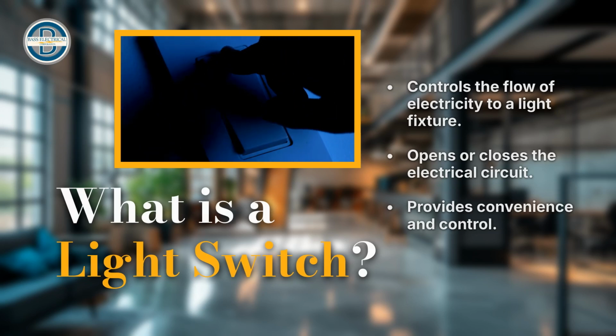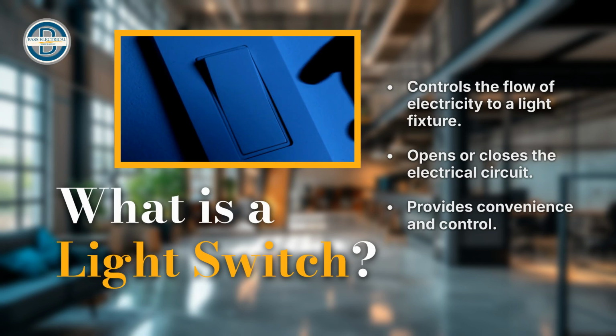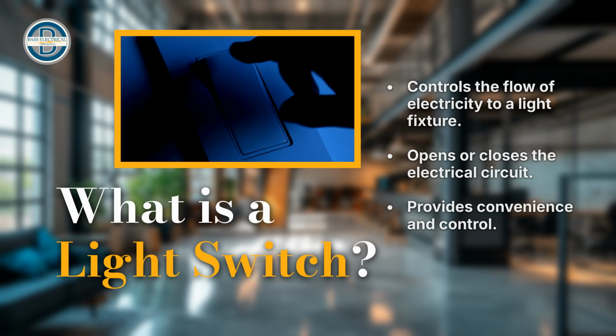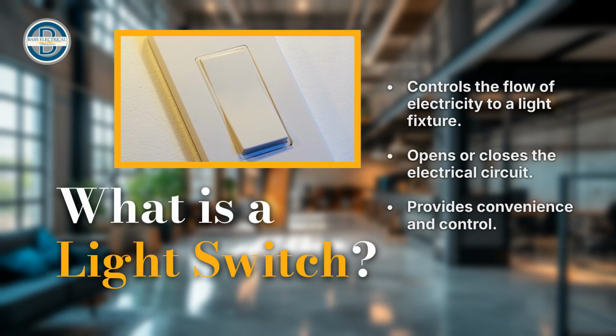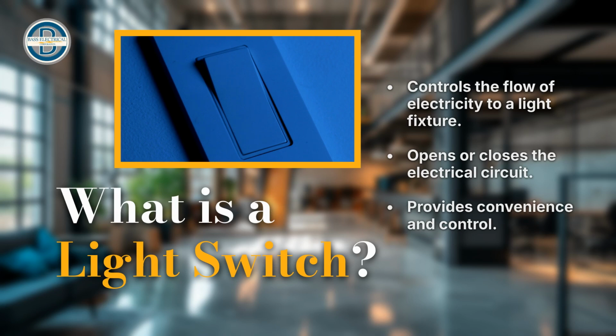A light switch is a device that controls the flow of electricity to a lighting load, such as a bulb or fixture. By opening or closing the circuit, a switch either stops or allows current to flow. This simple mechanism provides the ability to turn lights on and off conveniently.